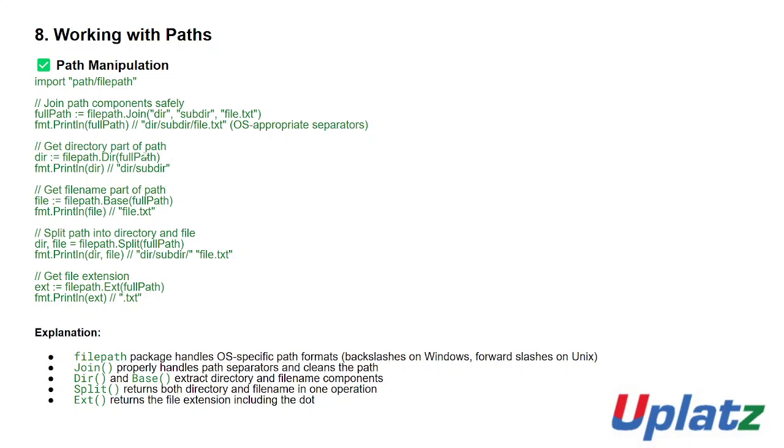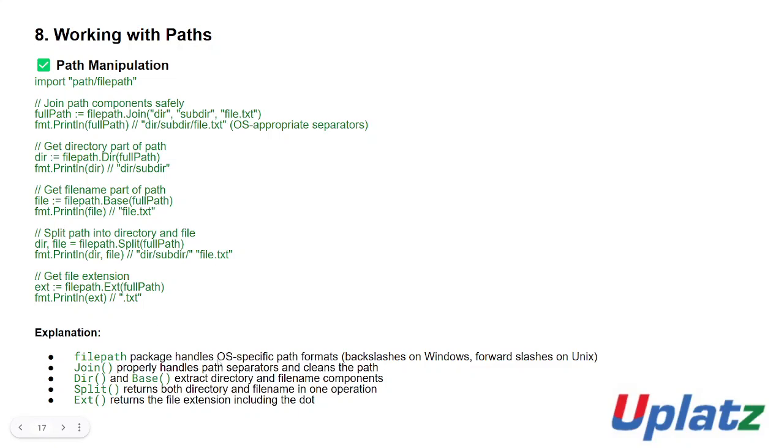Get directory path of path, dir filepath.Dir fullPath, then fmt.Println dir, subdir, then get file path. This full path, then split path into directory and file, then dir, file filepath.Split fullPath, println dir, file. This will show that one, we split into directory and file. And get file extension, that is full path, it will show .txt.